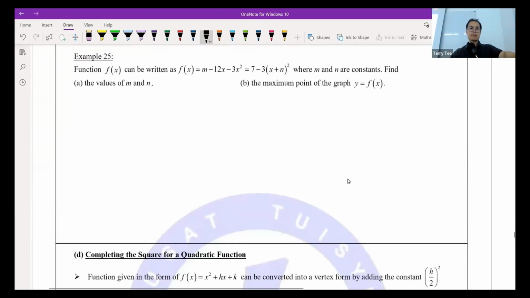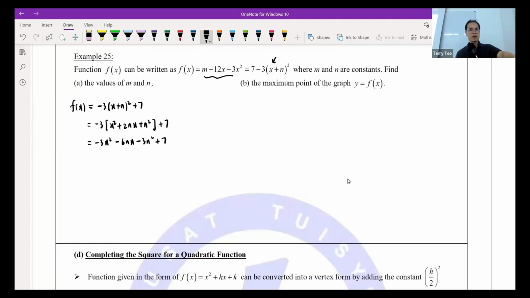So this is one example relating vertex form with general form. Actually, this is a general form. So it's actually easier to expand than to complete the square. So I'm going to start off with the vertex form here. I'm going to rewrite this as f(x) equals negative 3 times (x plus n) squared plus 7. And I'm going to expand the bracket. So when I expand this bracket, I'll get x squared plus 2nx plus n squared, plus 7. Multiply the negative 3 inside: minus 6nx minus 3n squared plus 7, right?